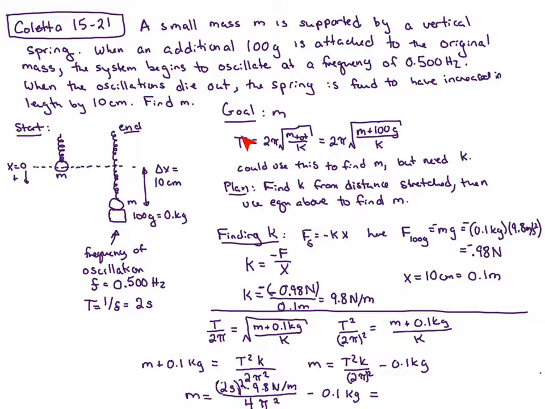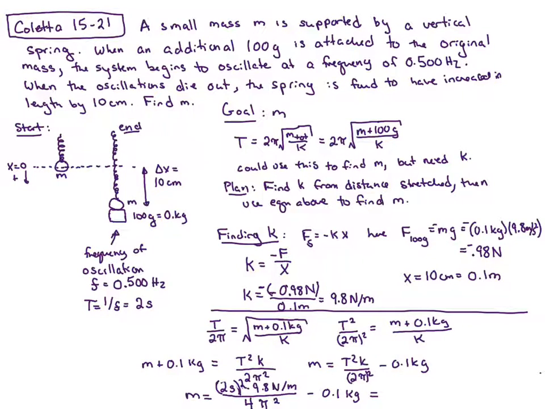I started up here with T equals 2 pi, the square root of the total mass divided by k, and I divided both sides by 2 pi. That's the right algebra move here, to just get the square root over here, because I'm starting to solve for m, right? And then from here, what I did is I squared both sides to get here. Now remember to be careful, if you square something, you square both parts. So this is 2 pi, the whole thing squared.